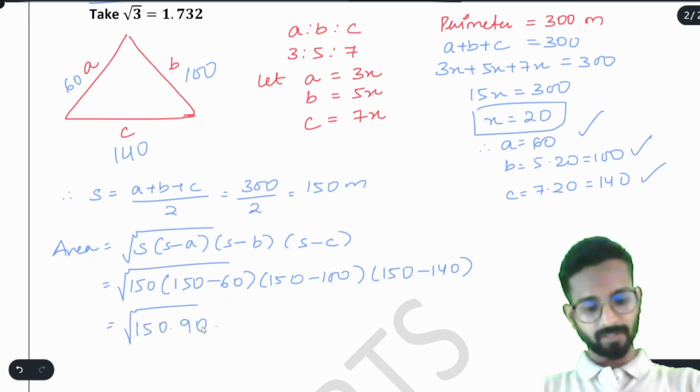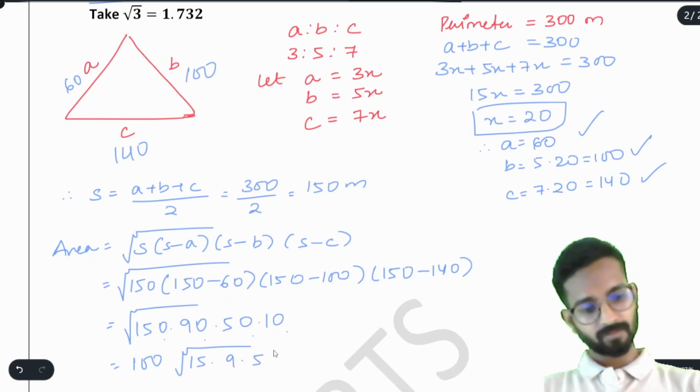150 into 90 into 50 into 10. So directly, 1, 2, 3, 4 zeros are there inside, so 2 will come outside. Then again, 15 into 9 into 5.